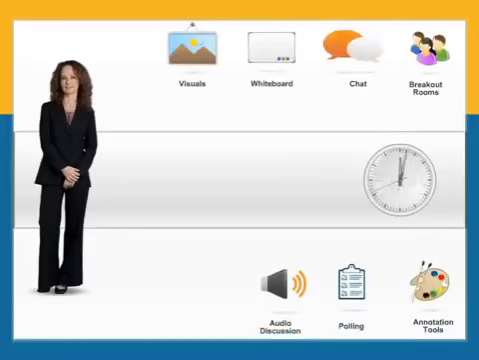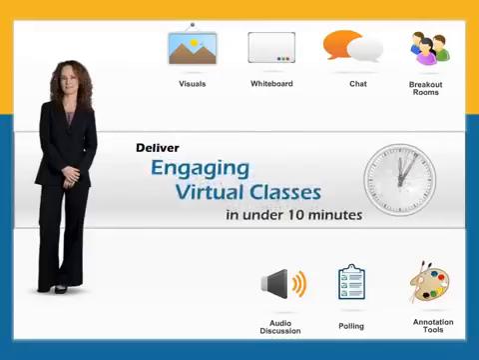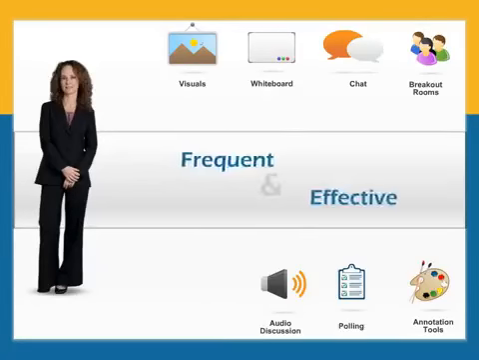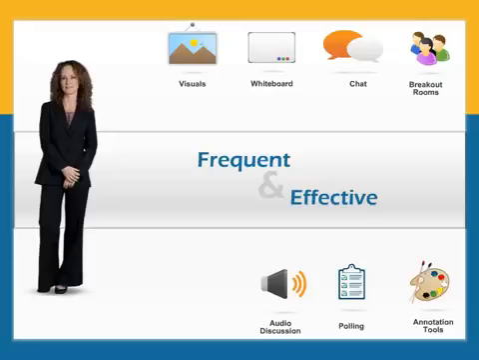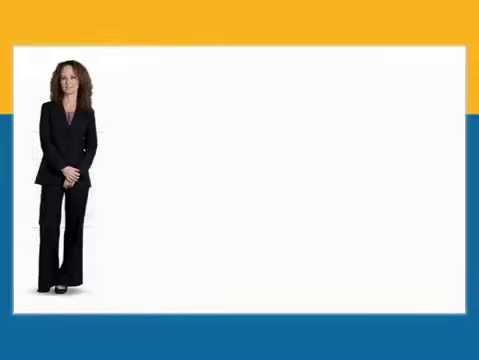So there you have it, using different functionalities to deliver engaging virtual classes in under 10 minutes. Remember that frequent and effective use of your platform's functionalities is the single most important technique for a successful virtual training session.